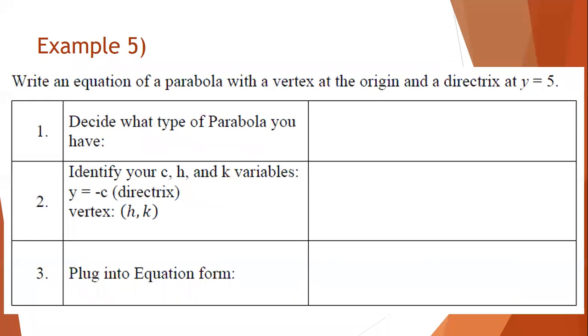So here it says, write an equation of a parabola with the vertex at the origin and the directrix at y equals 5. Okay, so we decide what type of parabola we have. Well, it says that our vertex is at the origin. So we're working with our vertical parabola.